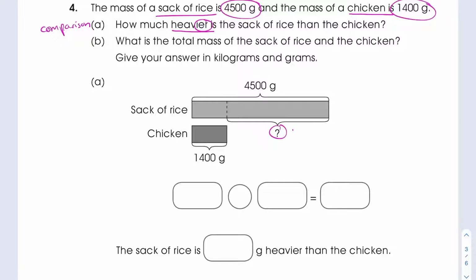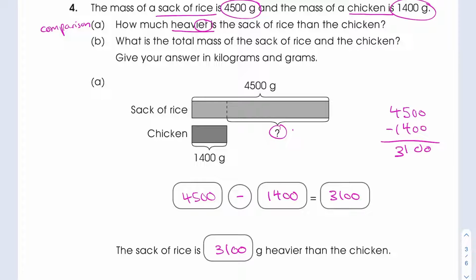So we take the bigger number, which is 4,500, minus the smaller number, which is 1,400, will give you, let's see, 0, 0. 5 minus 4 is 1. 4 minus 1 is 3. So 3,100. So the sack of rice is 3,100 gram heavier than the chicken.